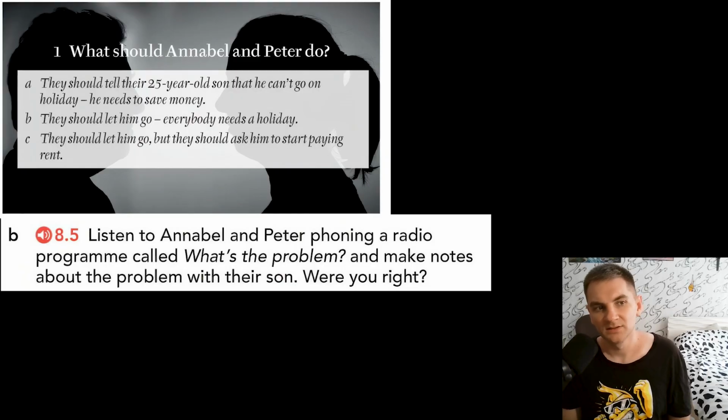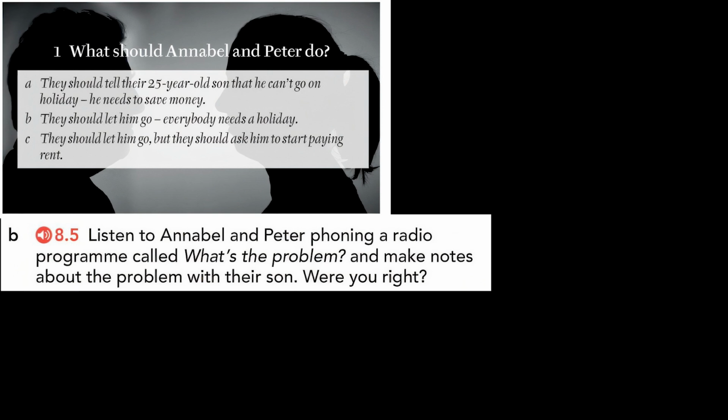Part B. Listen to Annabelle and Peter phoning a radio program called What's the Problem? And make notes about the problem with their son. Were you right? First, you listen to the audio, then you check your idea. You can say I was right or I was wrong. Then you retell the audio, just a short summary, that's all. Now listen and do this task. Good luck.